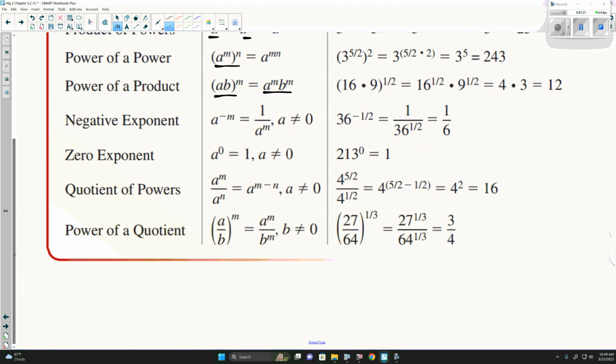The zero exponent, a to the 0. Anything to the 0 power is 1 except for 0.